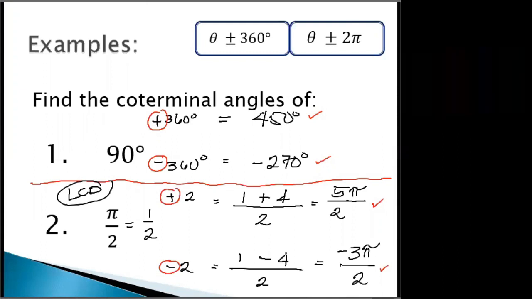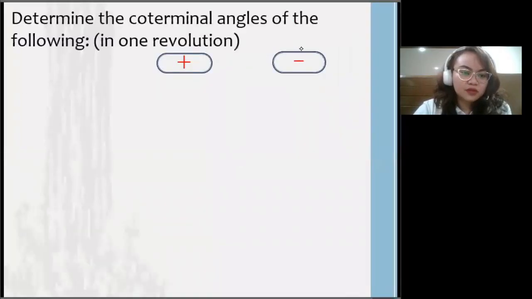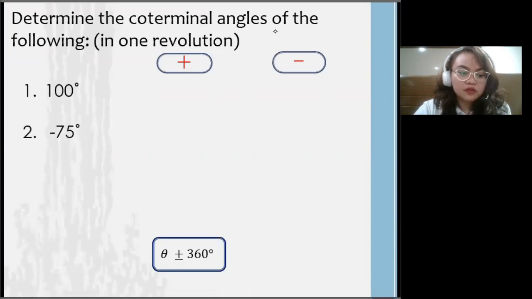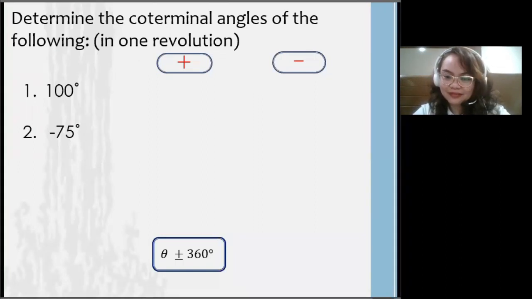If you do not have questions, let's practice. Determine the coterminal angles in one revolution. That means you will add and subtract 360 only. These are two items for 30 seconds. Kindly find the coterminal angles of each. Go. 10 seconds. 4, 3, 2.